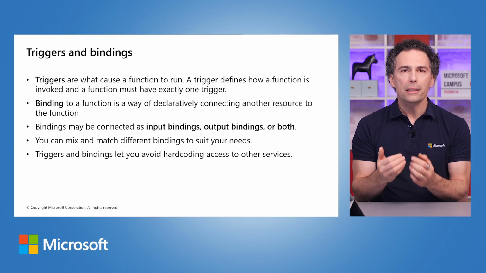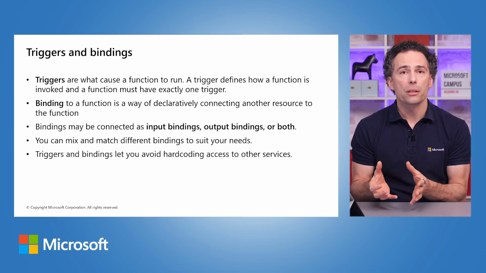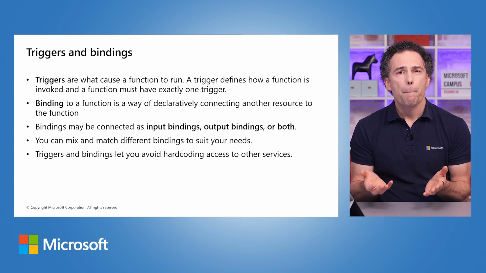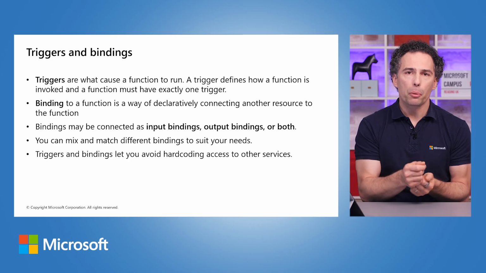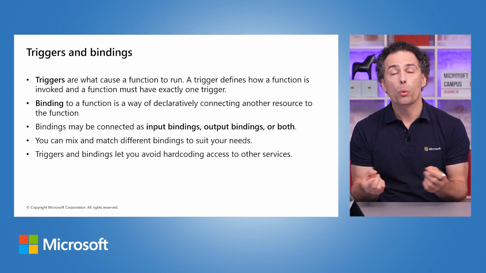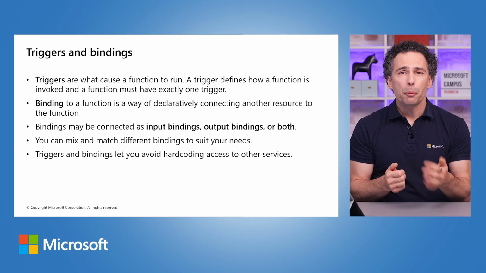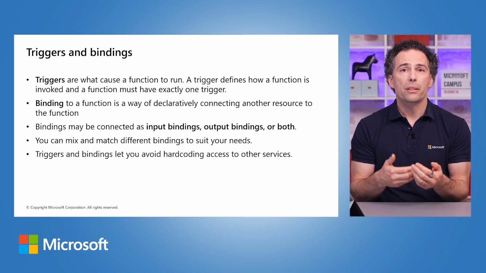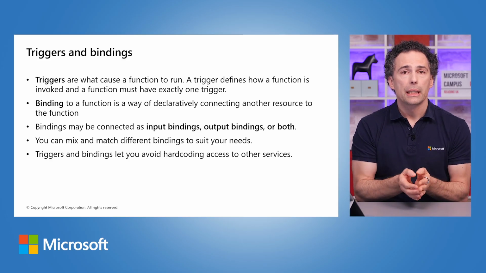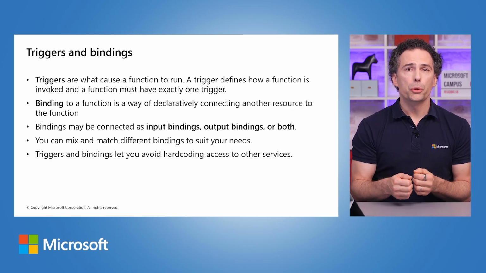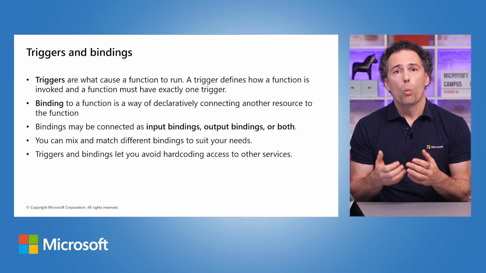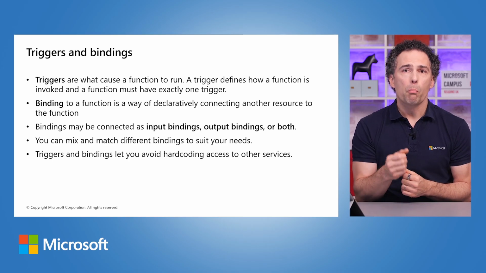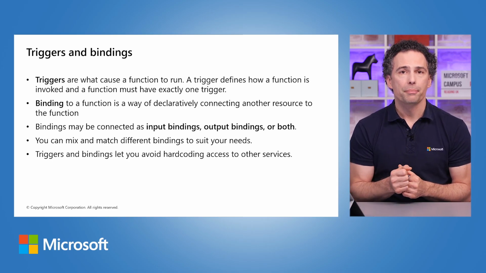They allow you to interact with other data sources or services without having to write the code to do so. Bindings can be connected as input bindings, output bindings, or even both. Input bindings are used to read data from an external resource, which is then available to your function. And output bindings are used to write data to an external resource, which your function can send data to. I will explain this more clearly on the whiteboard.